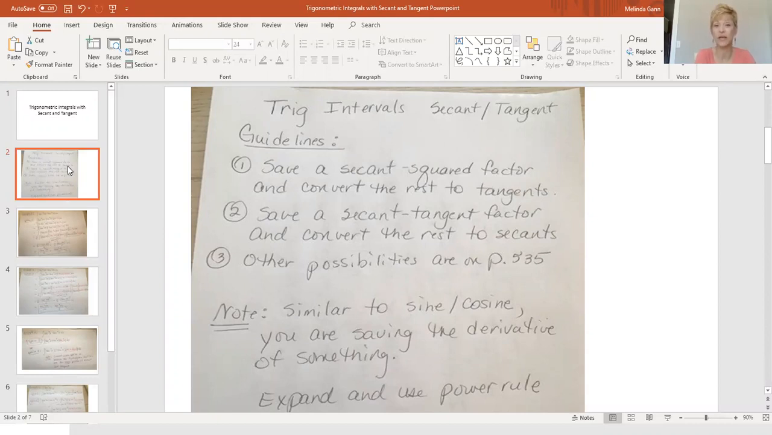Now, some other possibilities are on page 535 in your books, but I'm not going to take time to go through those because you can read. So there are some other options, but these are your top 2 to try first. Like I said, it's very similar to sine and cosine, because what you're really doing is saving the derivative of something, and then you're making a trig substitution with those Pythagorean identities, and then you're going to expand and end up using the power rule.